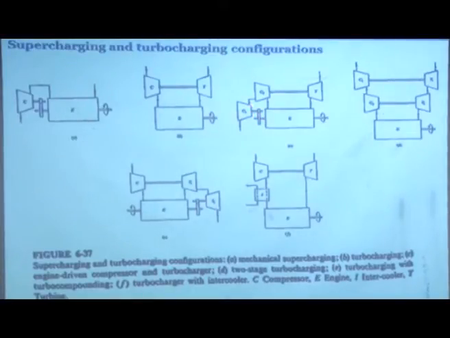So, the engine is driving the compressor and then you have a turbocharger, right. You can have another configuration where instead of one, you have two compressors and two turbines: low pressure turbine driving the low pressure compressor, high pressure turbine driving the high pressure compressor. Which one is high pressure, C1 or C2? C2 and T2. Okay. So, this is called two stage turbocharging.